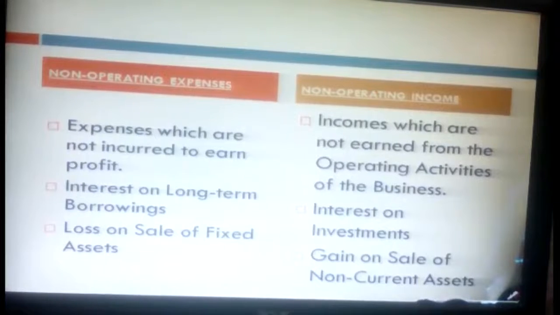Okay. So, what is the non-operating income? Incomes which are not earned from the operating activities of the business. Interest on investments, gain on sale of non-current assets.